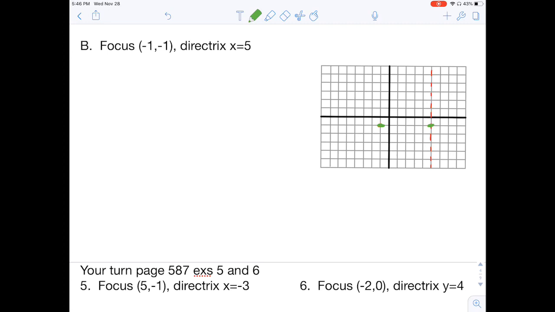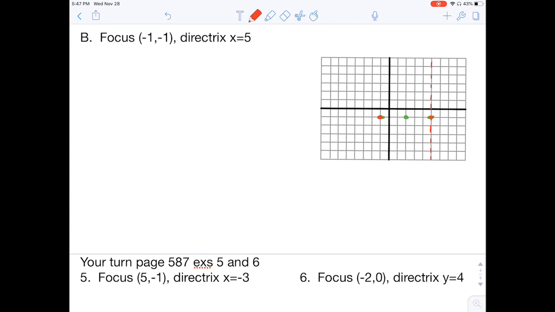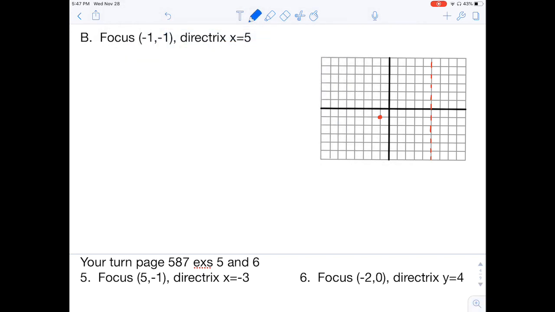You can always find the middle between two things by adding the two numbers together and dividing by 2. So for example, if you can't tell visually, like I visually can look at this and say, oh, okay, it's going to be right here. But if I couldn't, I could take my two numbers, negative 1, add it to 5, getting 4, divide it by 2, getting 2. So I could take the average. But again, in this case, I really don't need to do that. I can just visually tell that the vertex is going to be right here.